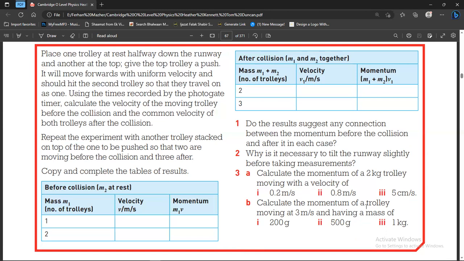Here we have to calculate the momentum of a trolley moving at 3 meters per second and having a mass of 200 grams, 500 grams, 1 kg. Here the only problem is that the units are supposed to be in kg. For example, there the mass is given as 200 grams. So first of all, convert it into kg and then multiply it with the velocity. Here in this question, the velocity units are not good. It is 5 centimeters per second. First of all, convert it into meters per second. Okay, so in that formula where p equals mv, the mass must be in kg and the velocity must be in meters per second.